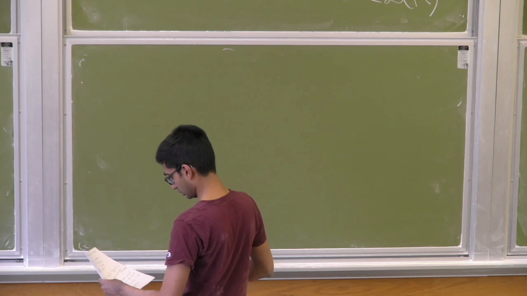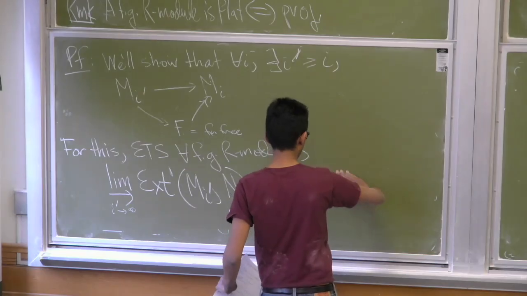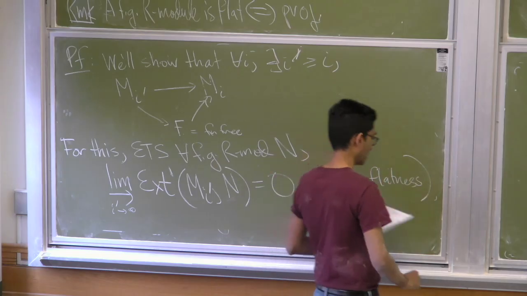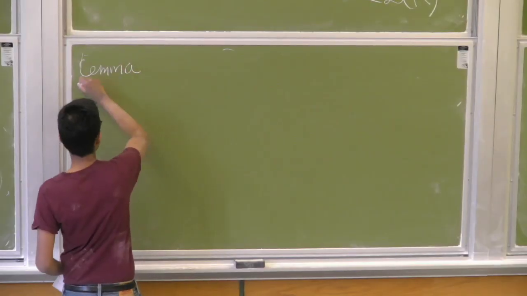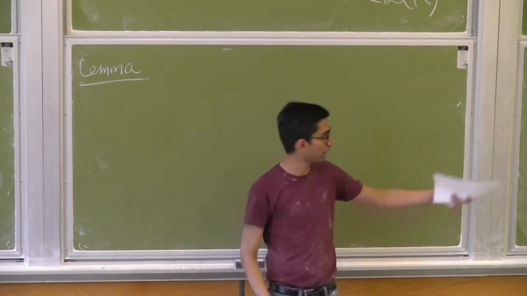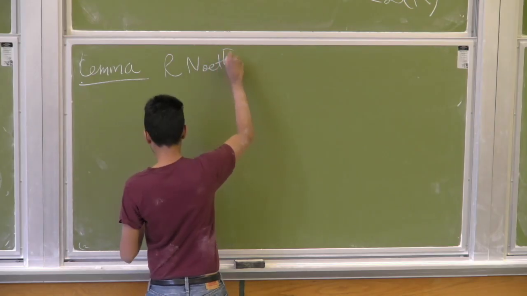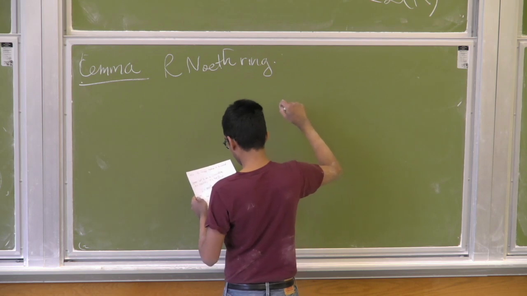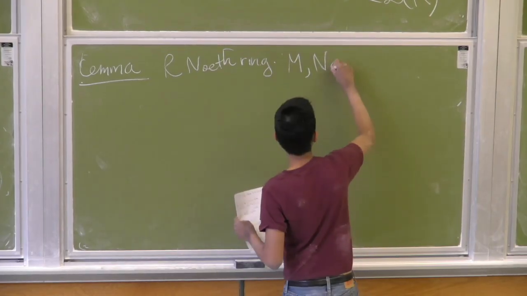All right. So this is what we're going to prove, and we're going to prove this using flatness process. Okay, so for this, we're going to use the following lemma. Let me just formulate it for Noetherian rings to make things easier, but you can formulate it in the generality as I mentioned. So let R be a Noetherian ring. And let's say M and N are finitely generated modules.